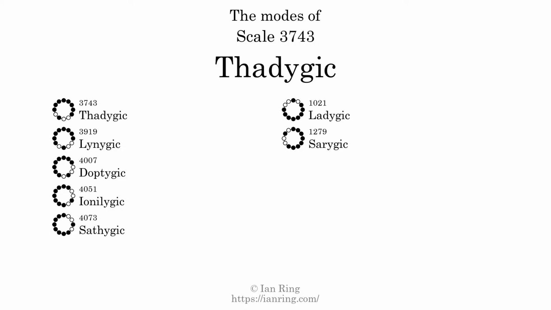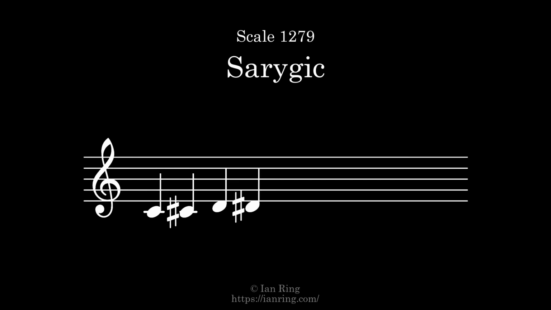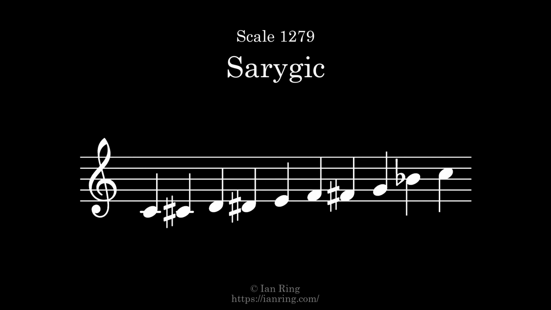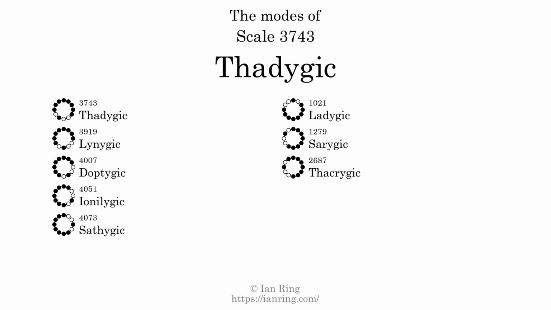The seventh mode is scale 1279, also known as Thadygic. It sounds like this. The eighth mode is scale 2687, also known as Thadygic. It sounds like this.